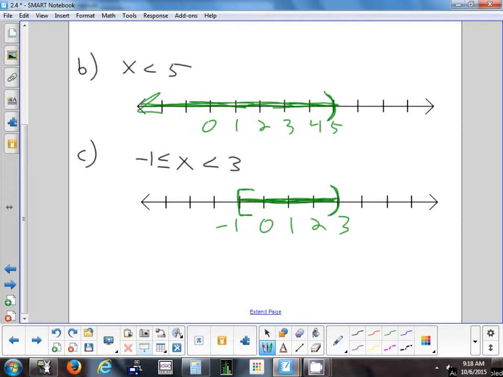Questions on how to take an inequality and graph it, especially with the bracket and parenthesis? I'm going to guess that symbol is probably new for a lot of people.